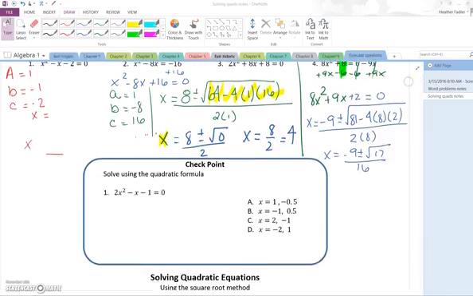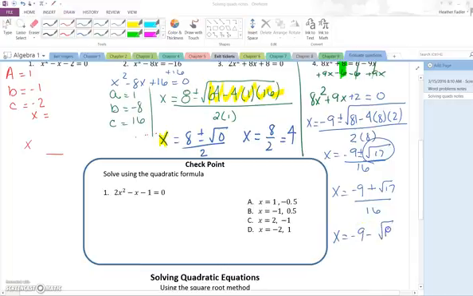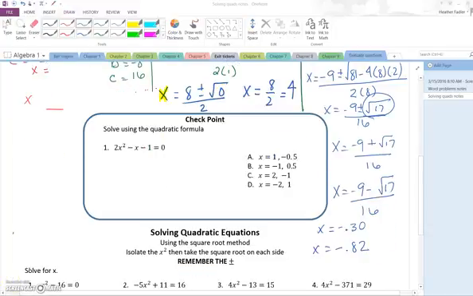So there's going to be two solutions. So you have x equals negative 9. This is not a perfect square, so we're just going to leave it. Plus the square root of 17 over 16. And x equals negative 9 minus the square root of 17 over 16. So those calculations would give you negative 0.30 and negative 0.82. So those are your x-intercepts.